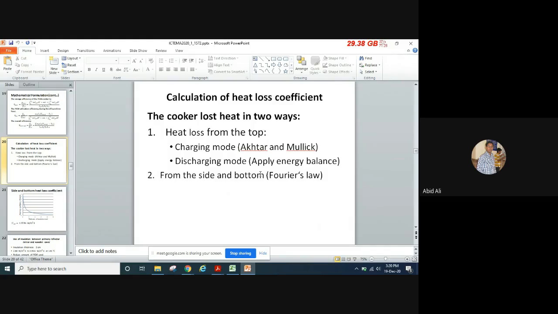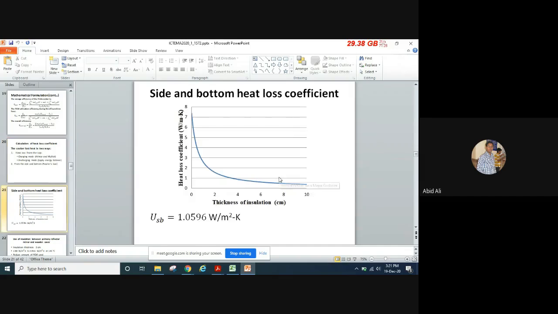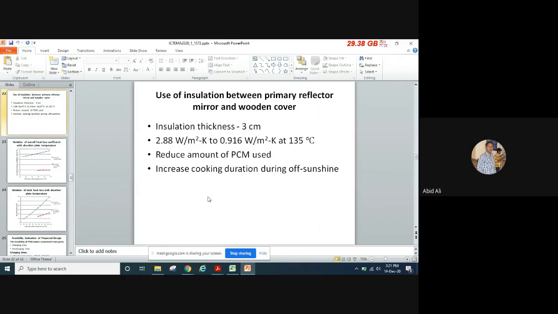And from the side and bottom, initially during the design, we don't know the thickness of the insulation around the absorber plate, so we cannot use a direct formula. So we use Fourier's law. We provide the heat loss coefficient as a function of insulation thickness, and this shows the variation of the heat loss coefficient with the thickness of insulation. With this function, we calculate the overall heat loss from the side and the bottom. And we also use the insulation between.